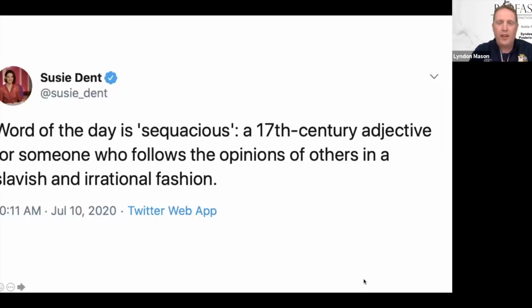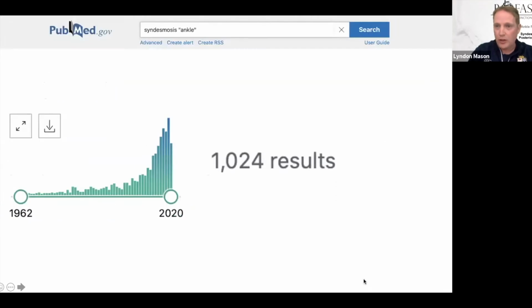Now, start with a new word for the orthopedic lexicon, sequacious. It means someone who follows the opinions of others in a slavish and irrational fashion. So I don't intend to divulge a lot of information that I expect you to follow irrationally. I'm going to try and provide a lot of evidence. The evidence is usually with a paper on that side of the screen, or if I haven't done that, I'll hopefully have given you the reference to go back with. I'll hopefully answer all the questions you've got and maybe asked in your exam.